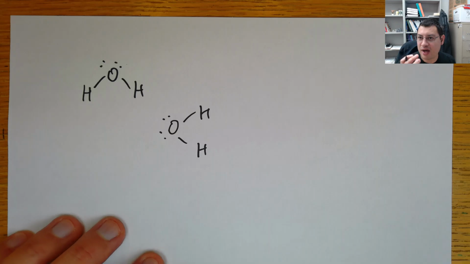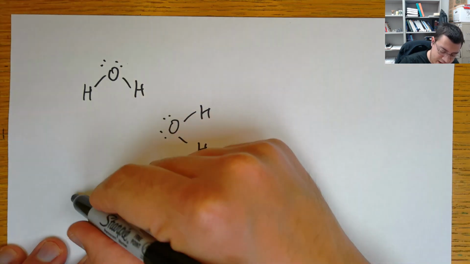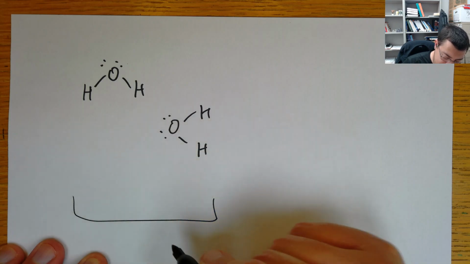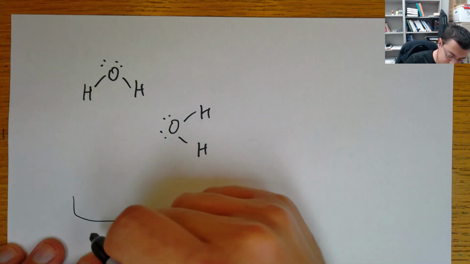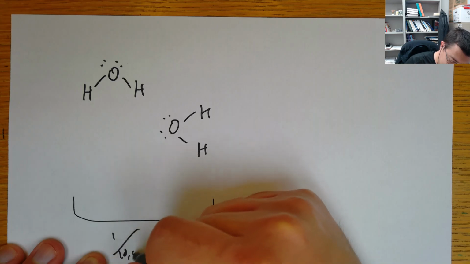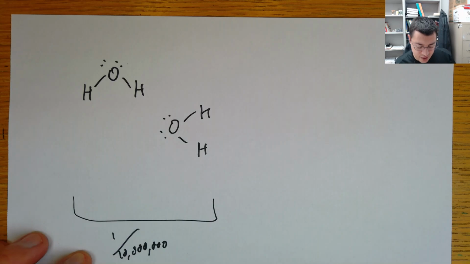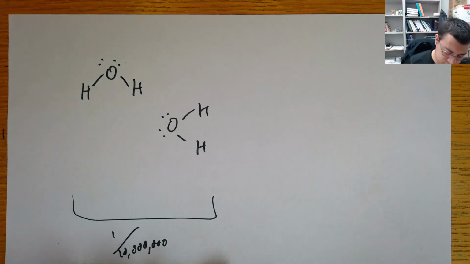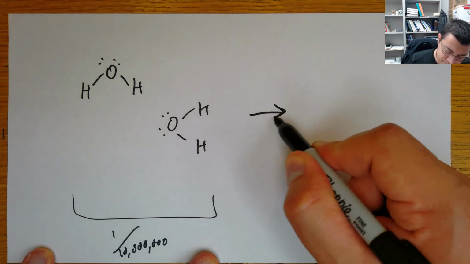In fact, when we talk about pH in a future video, we'll talk about how this reaction that we're about to draw up happens only if you had like 10 million water molecules. It's a 1 in 10 million chance of this happening at any time in neutral water, or pure water. So it's not very common, but it can happen.